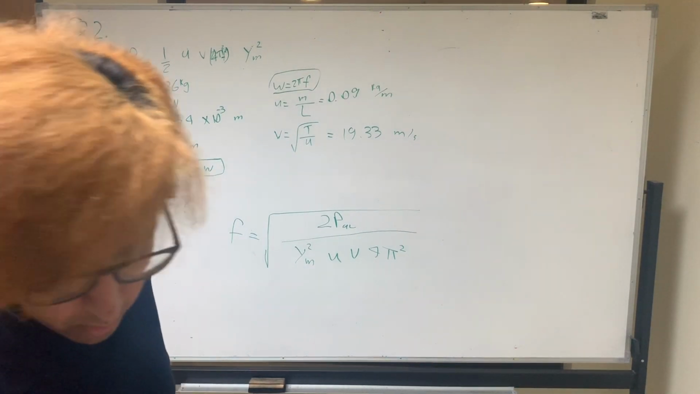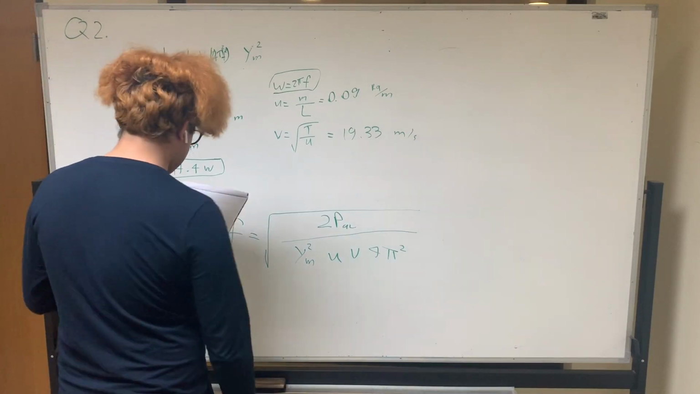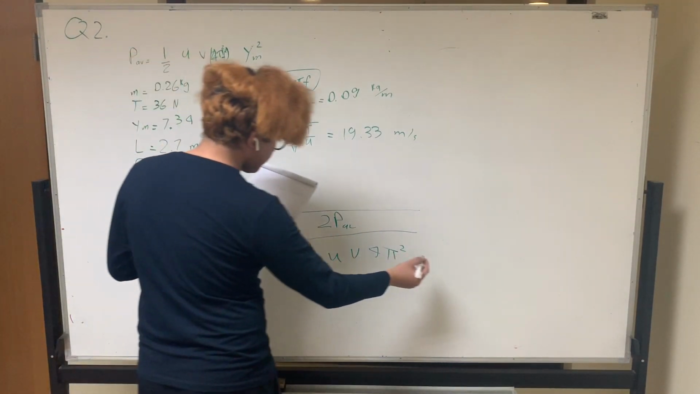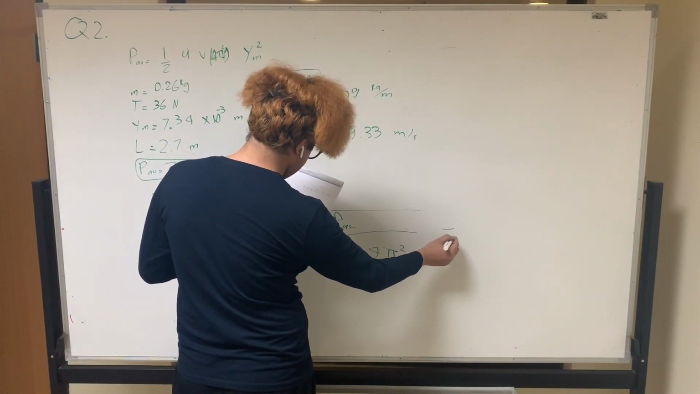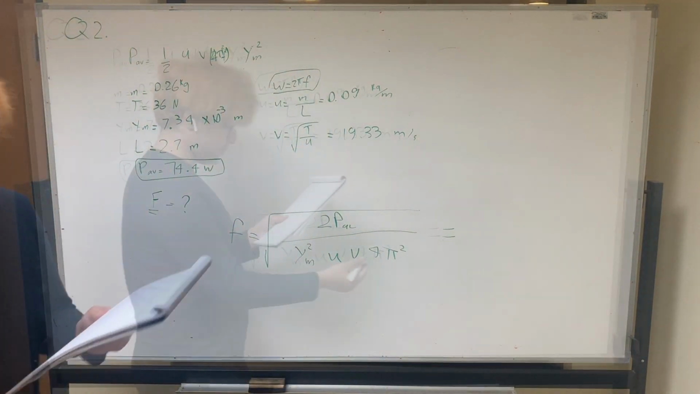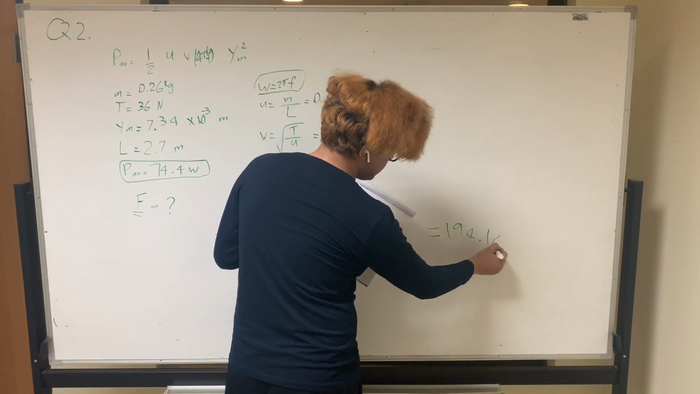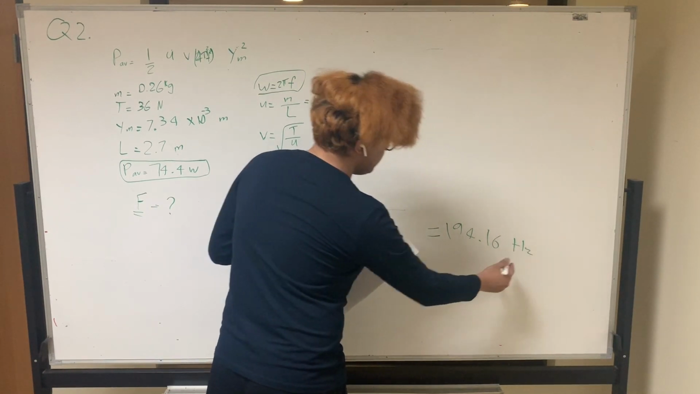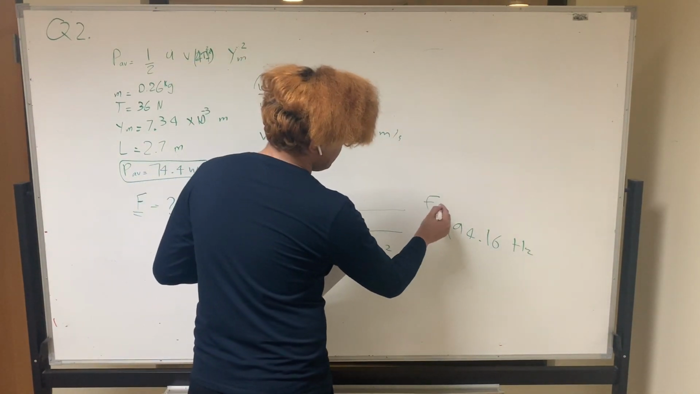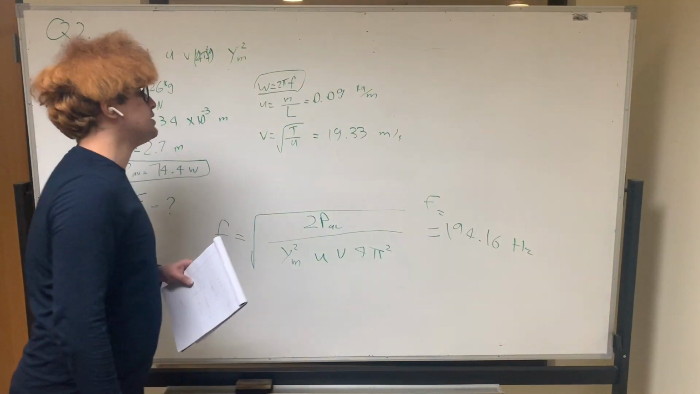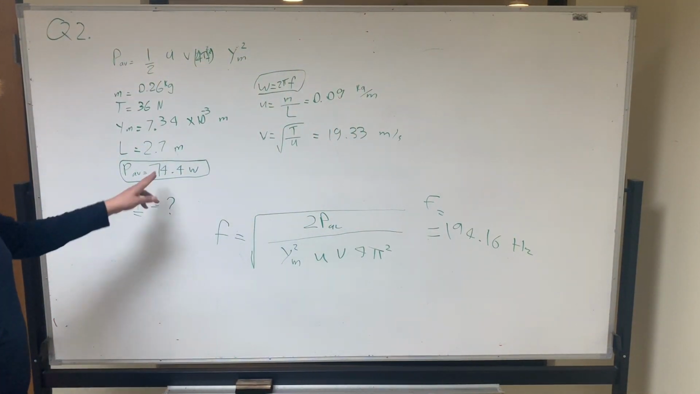Okay, so if you plug your numbers into your calculator, you'll be getting 194.16 hertz, which is the unit for frequency. So this is the frequency that we need to generate this amount of power.